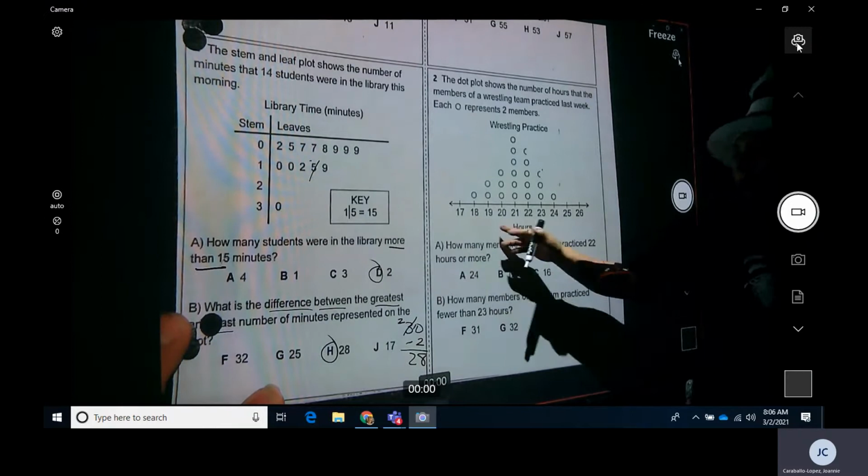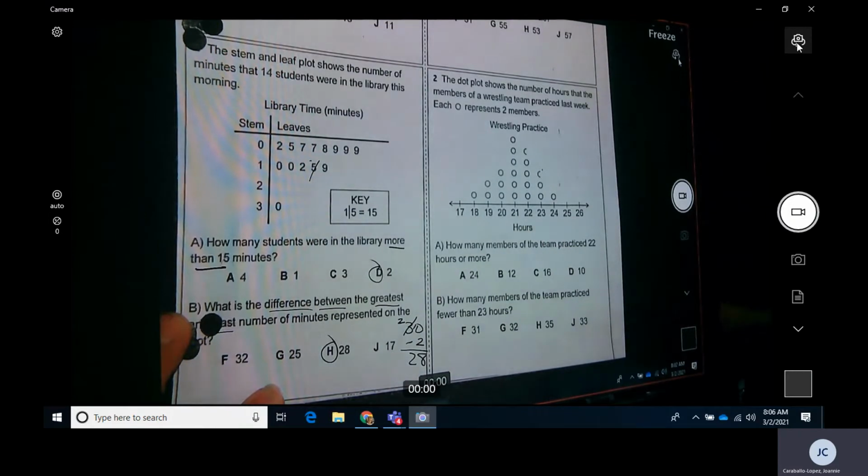So then it says, tell me something. How many members spent 24 hours practicing? 24 hours. I only see 1 circle here, people. So it's only 1 student. Well, no, actually it's 2. Sorry. Yes, because what did we say? 1 circle means 2 members. So if you need to remember that, if I were you, I would write that on my paper.